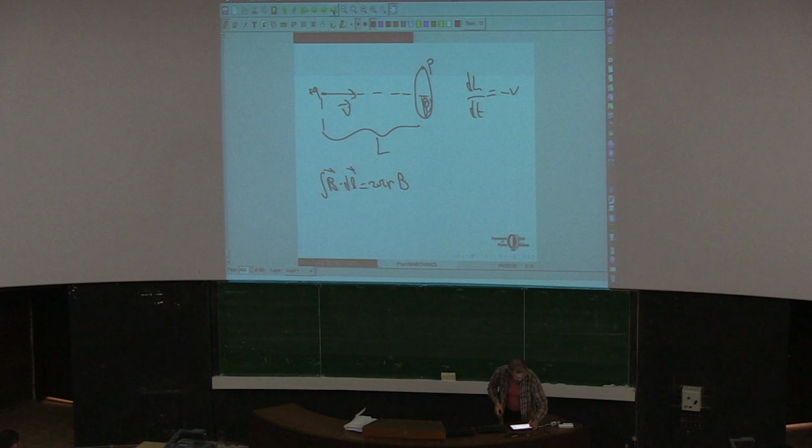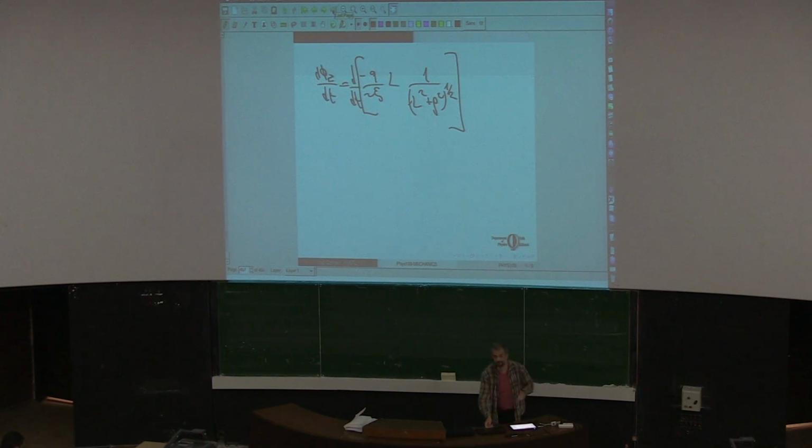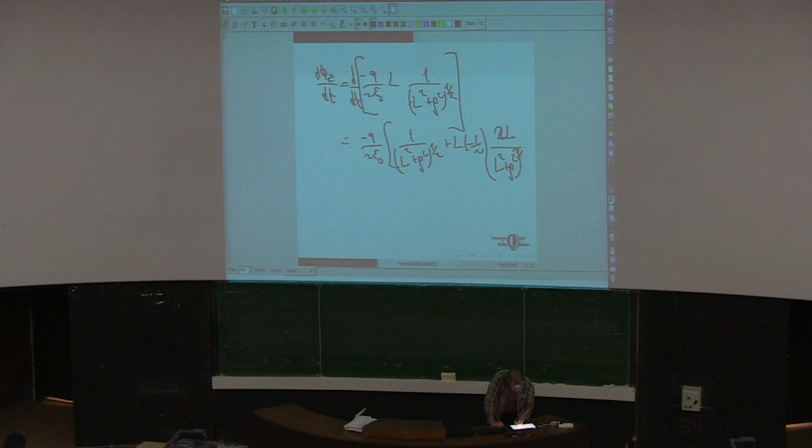So let's take this derivative. Now it's almost over. So this is equal to, first take the derivative with respect to L itself: minus Q over 2 epsilon 0 times [1 over (L squared plus rho squared)^(1/2) plus L times minus 1/2 times 2L over (L squared plus rho squared)^(3/2)] times minus V.